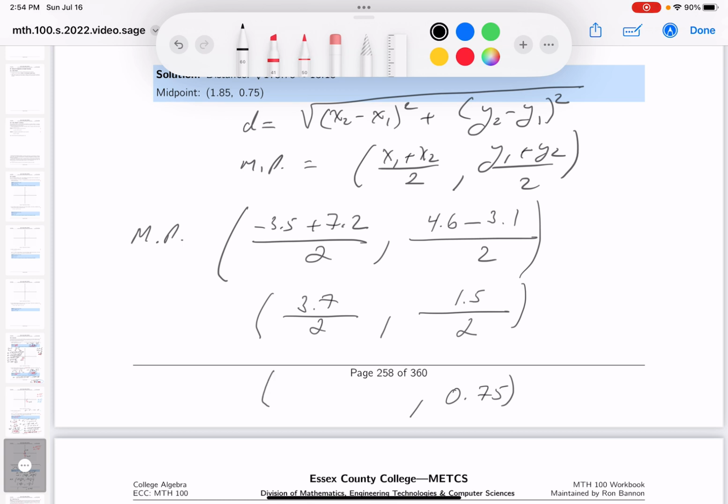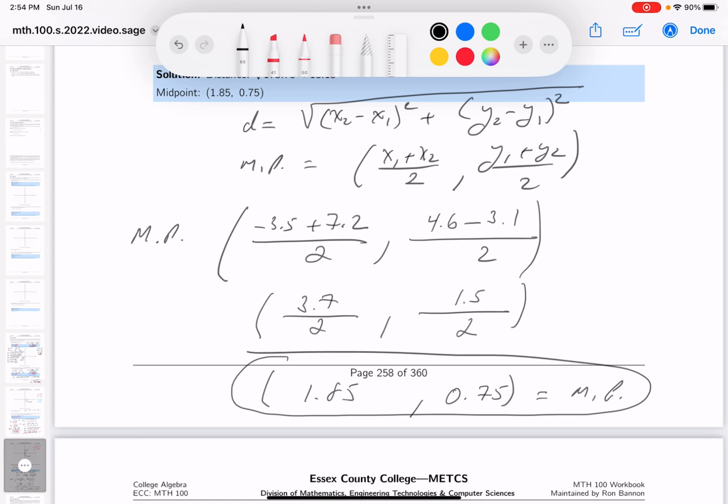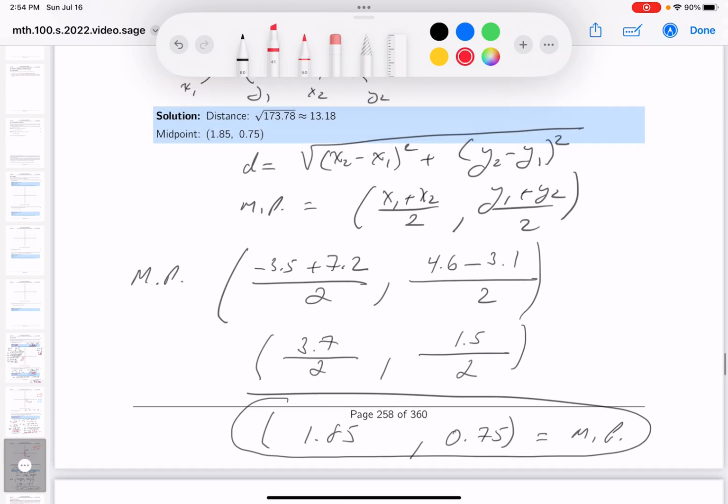And 3.7 divided by 2 is 1.85. And this is the midpoint. Again, if you're not comfortable doing arithmetic in your head, please use the calculator. Let's take a look, see if we got that answer. I'm seeing that answer being listed right over here.